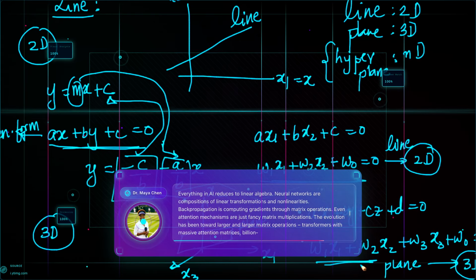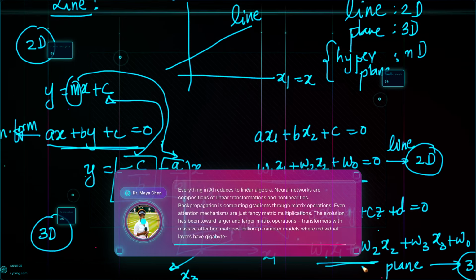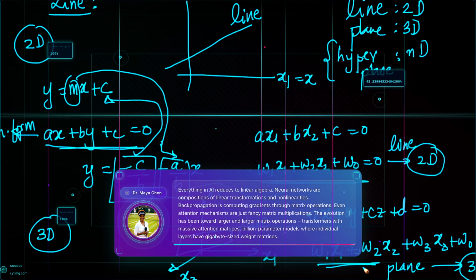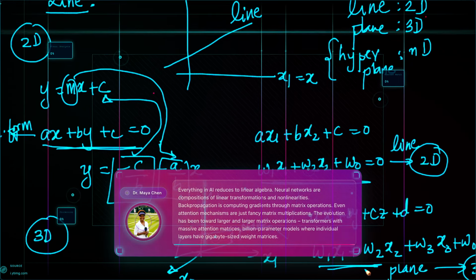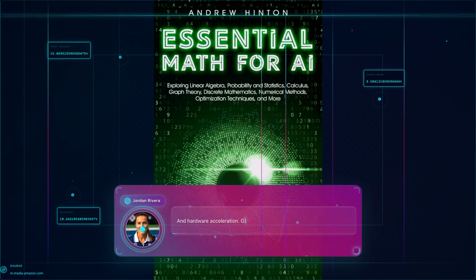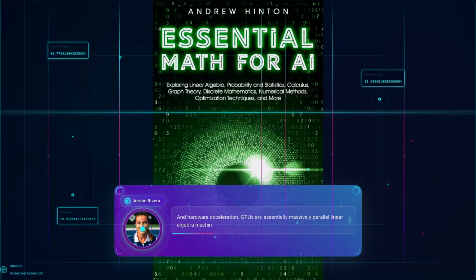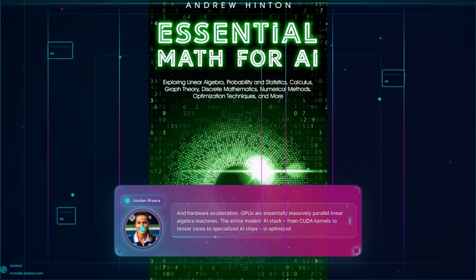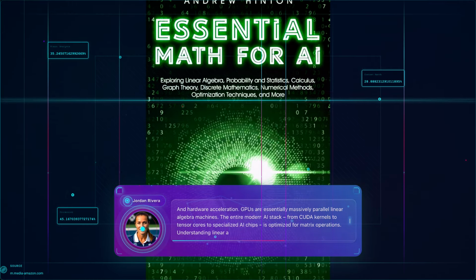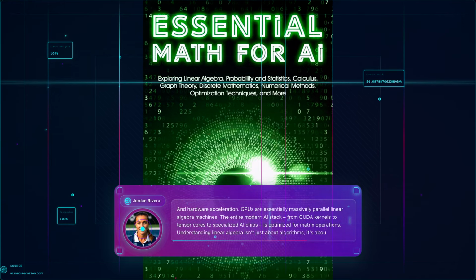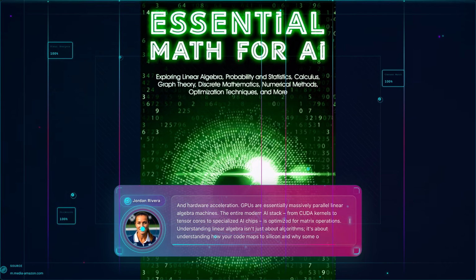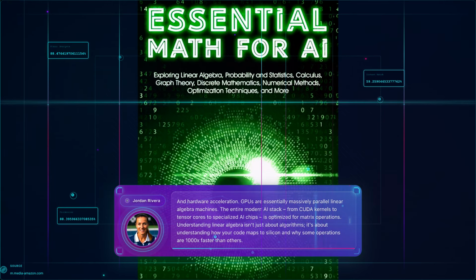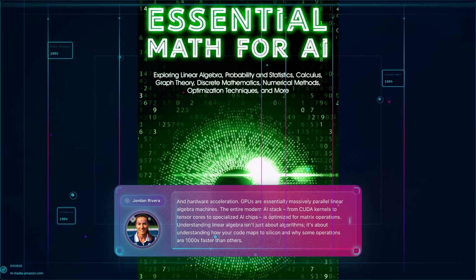The evolution has been toward larger and larger matrix operations: transformers with massive attention matrices, billion-parameter models where individual layers have gigabyte-sized weight matrices. In hardware acceleration, GPUs are essentially massively parallel linear algebra machines. The entire modern AI stack, from CUDA kernels to tensor cores to specialized AI chips, is optimized for matrix operations. Understanding linear algebra isn't just about algorithms. It's about understanding how your code maps to silicon and why some operations are 1000x faster than others.